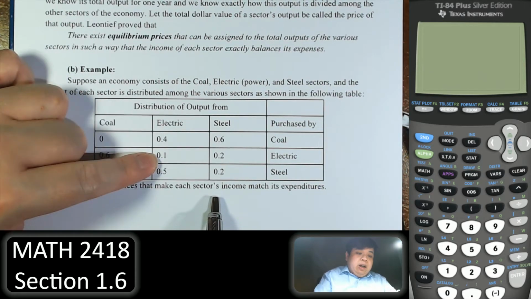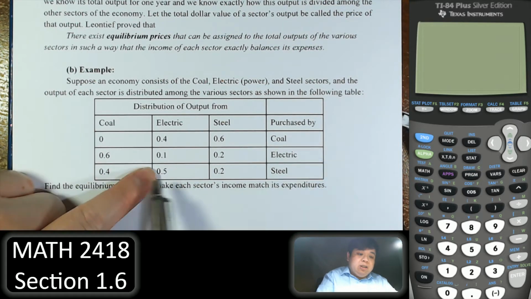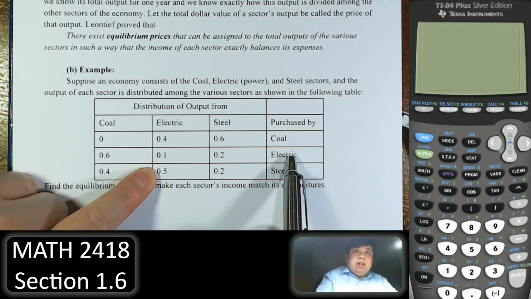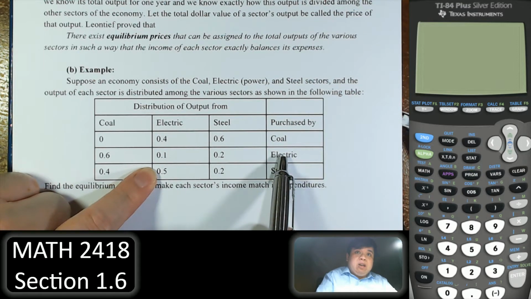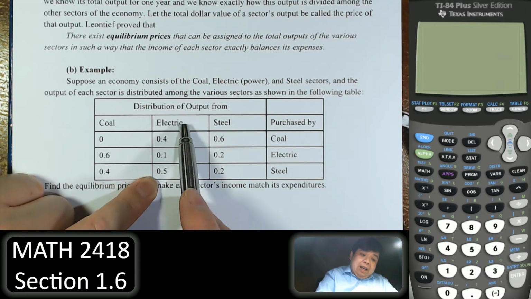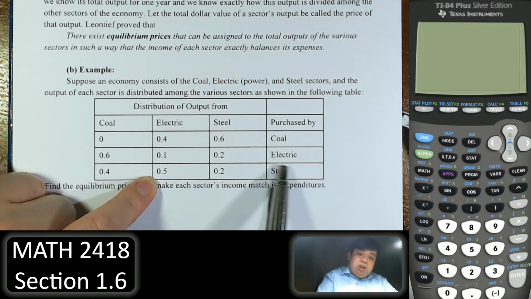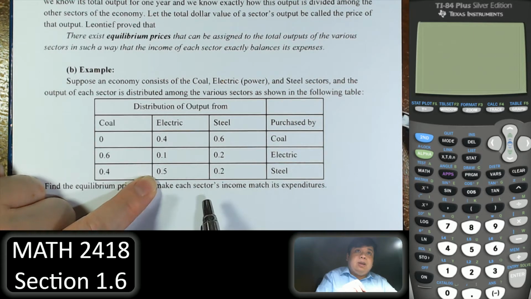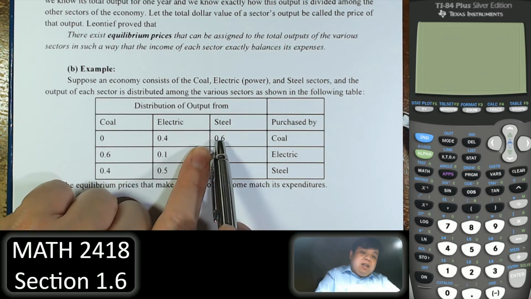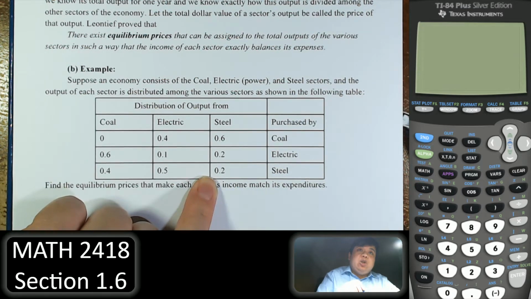Now, electric will supply 40% to the coal sector, and 10% to electric. So it does take some electricity to run electricity. It takes some power to produce some power. But most of all, the electric will supply 50% of their production to steel. And steel supplies 60% to coal, 20% to electric, and 20% to steel.